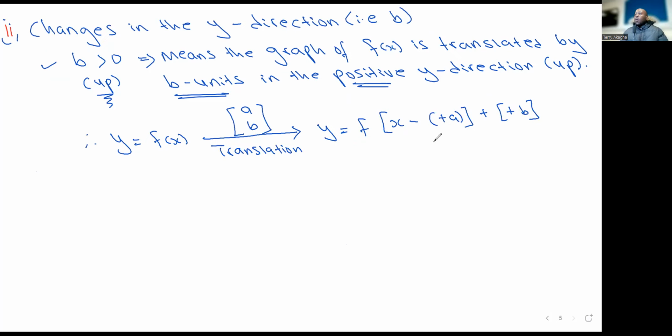Positive. Or some textbook will open the bracket for you or try to simplify, and you have y is equal to f of x minus times plus will give you minus a. Let me write this clearer. Okay, f, we have x minus times plus will give you minus a, and plus times plus will give you plus b. So you can write it like this. But the reason I prefer to write it in a general translated form is so that it will be easy for me to explain. All right, good.